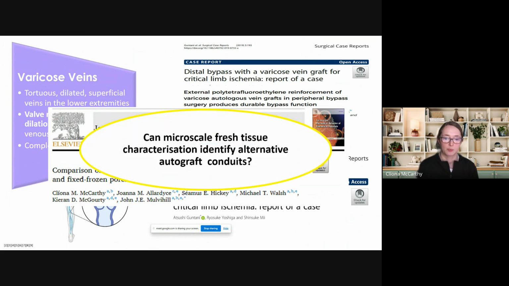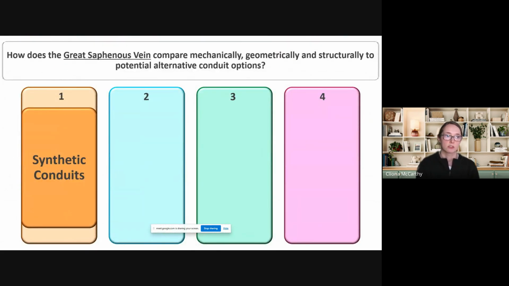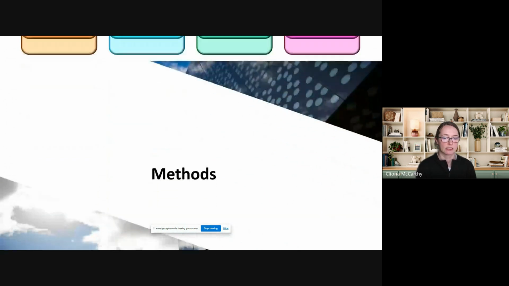So the question that arose was, can microscale fresh tissue characterization identify these alternative autograft conduits? For the design of experiments, I wanted to compare mechanically, geometrically, and structurally synthetic conduits, xenografts, peripheral veins, and varicose veins to the gold standard great saphenous vein.